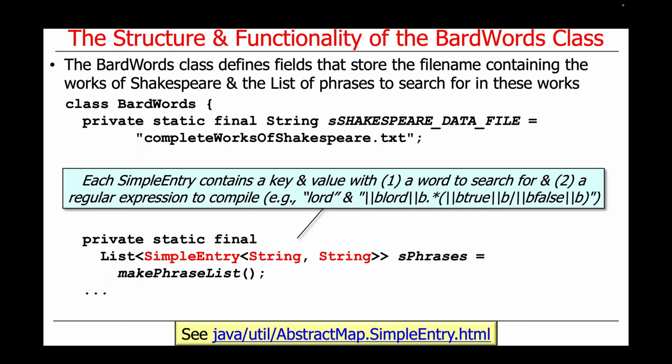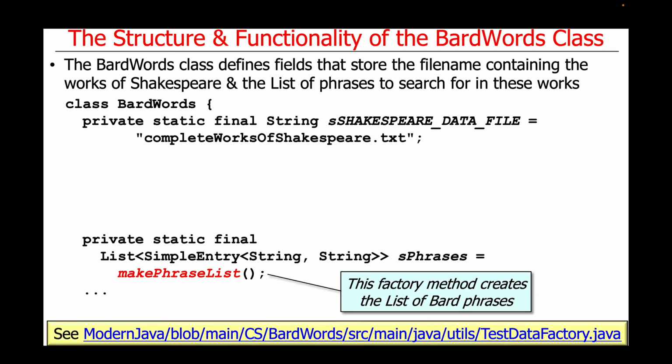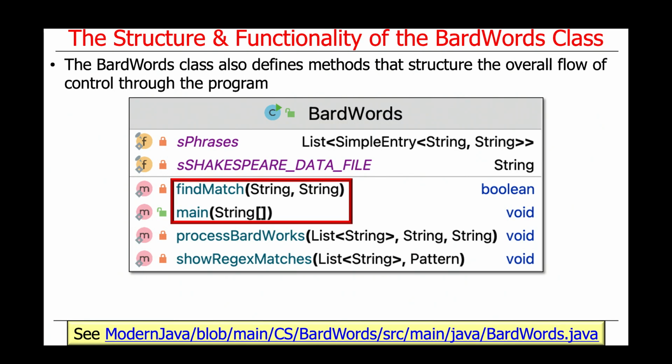This field parameterizes the List interface with the SimpleEntry type, which contains a key and a value, storing a word to search for and a regular expression to compile. For example, the word could be Lord, and the regular expression could be the regular expression we looked at earlier that finds any place in Shakespeare that has Lord followed by true or false. We'll walk through the implementation of makePhraseList, which is a factory method that creates the list of Bard phrases, in part 3 of this lesson. The BardWords class also defines methods that structure the overall flow of control through the program. We'll take a look at the main and processBardWorks methods now.